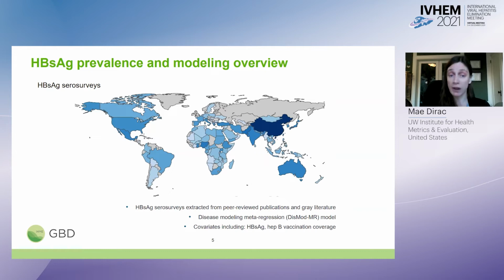Estimates are produced for every location, however, using our disease modeling meta-regression tool, which is a Bayesian meta-regression approach developed for global burden of disease estimation that uses regional models as priors for country-specific estimates, where local data update priors from the region. And this tool can incorporate various covariates, an important one for HBsAg being hepatitis B vaccination coverage.